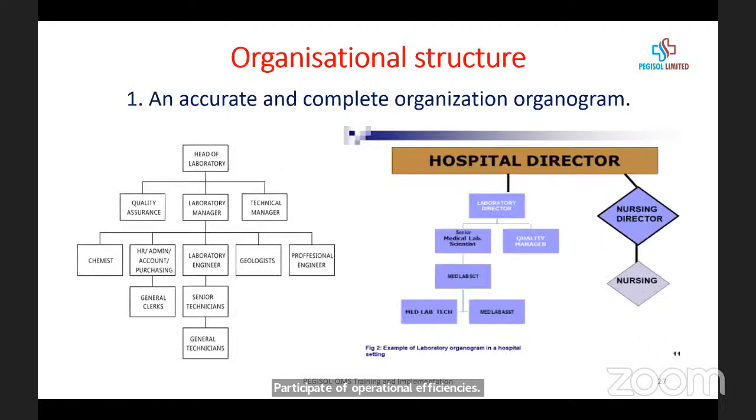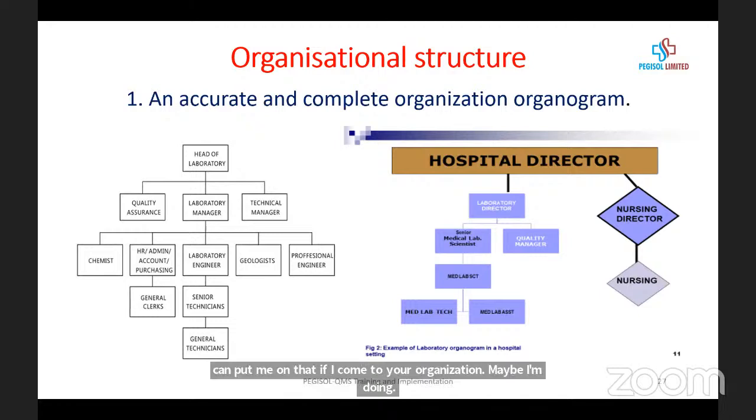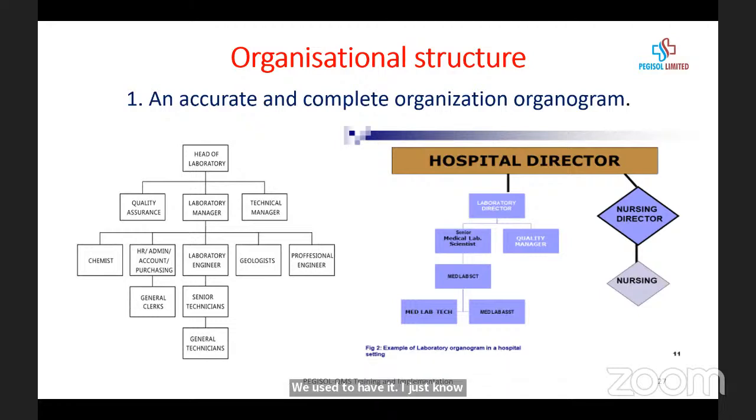Let's say, for example, one of the organizational structures is that you must have an organogram. Any organization that does not have an organogram does not have a structure. You can quote me on that. If I come to your organization, maybe I'm doing an audit, I ask you, where's your organogram? And you say, we used to have it. I just know that that place is a quagmire because there's no structure. Anything goes in and anything can go out. So you must have what? An organogram.